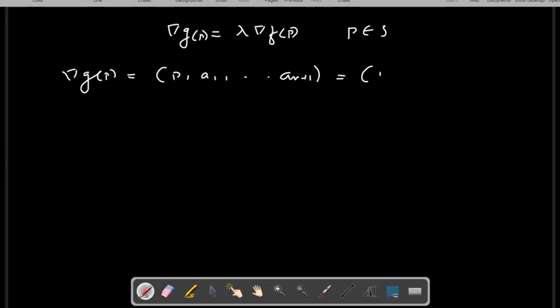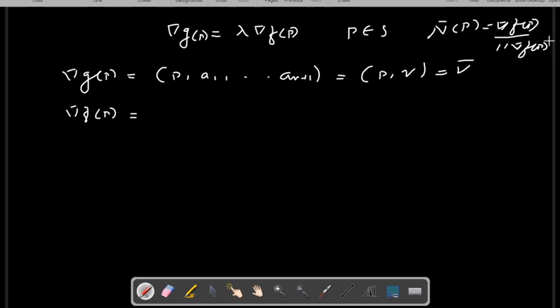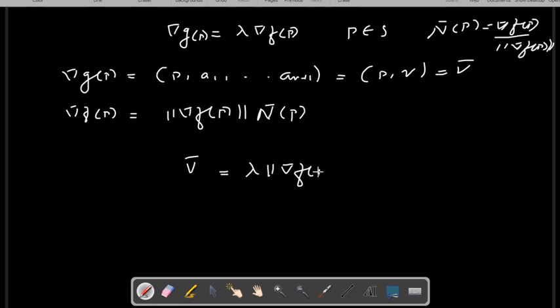This is the same as p comma your v, that you can write as v bar. So here del f of p, how can you write? If you consider your n bar of p as del f of p by norm del f of p, then you can write your del f of p as norm del f of p into n bar of p. So I'm going to replace these two over here. So what you will get? V bar is equal to lambda norm del f of p into n bar of p.